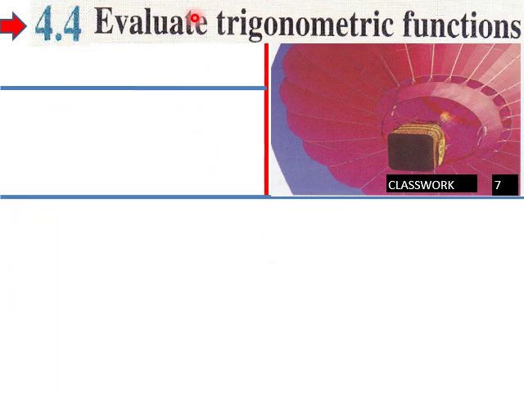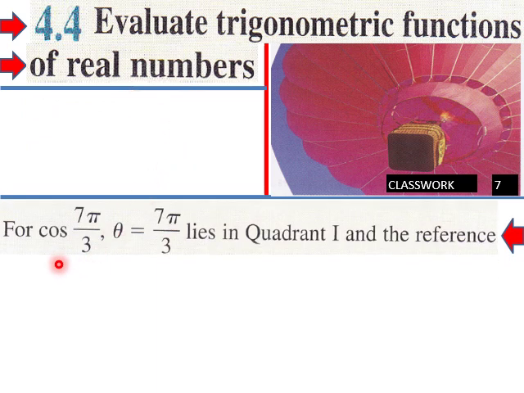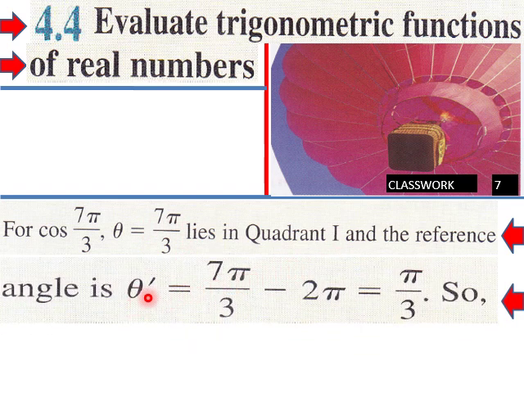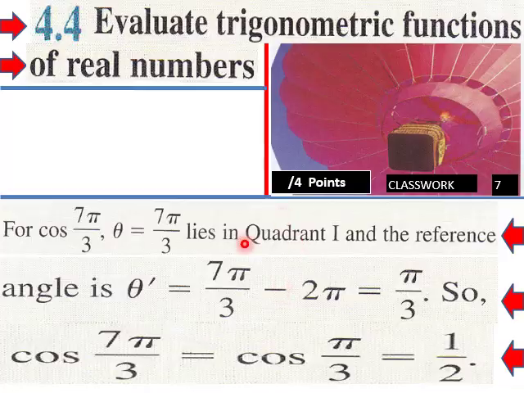Going into 4.4, evaluate trigonometric functions of real numbers. So for cosine 7 pi over 3, theta equals 7 pi over 3, which lies in quadrant 1. The reference angle theta prime would equal 7 pi over 3 minus 2 pi, which equals pi over 3. So, knowing that, cosine 7 pi over 3 would be cosine of pi over 3, which equals 1/2. 4 points for this one.